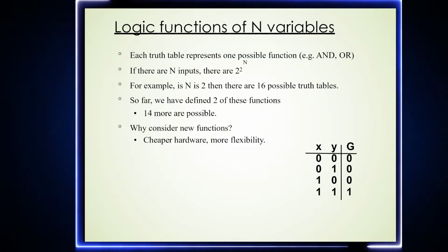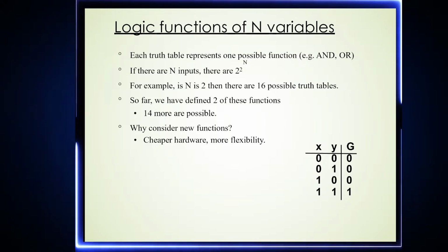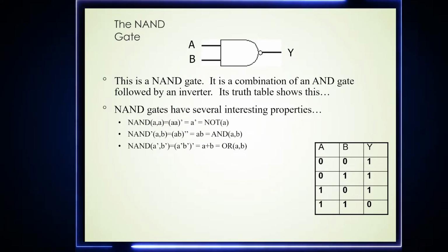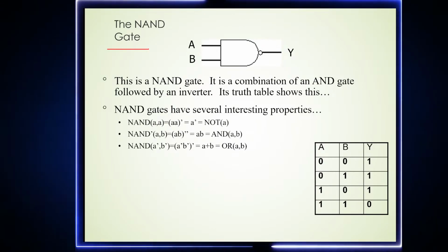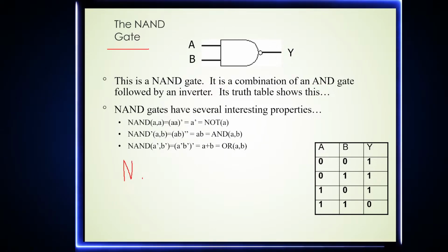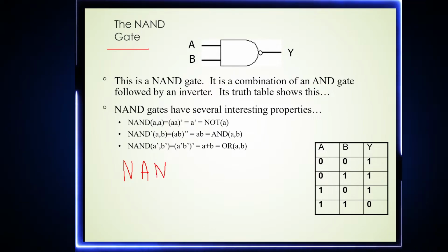Now let's see logic functions of n variables. We have already seen this. 2 raised to n is our formula. Yes, so this is our NAND gate. It's a combination of, it's in its name.